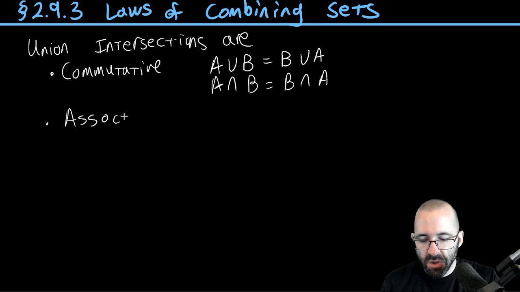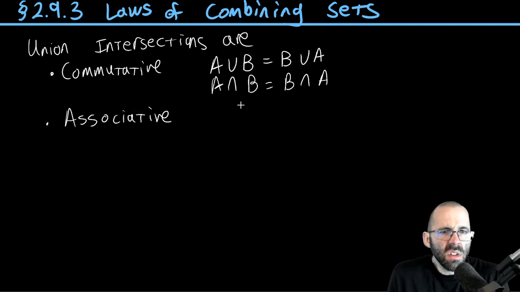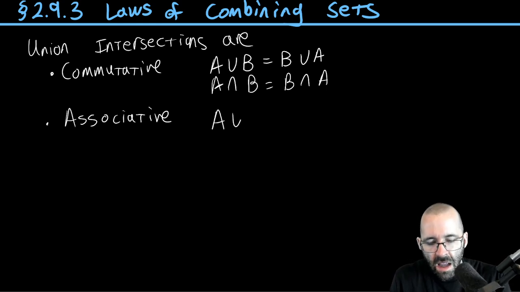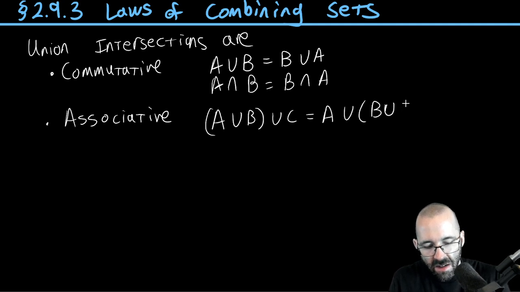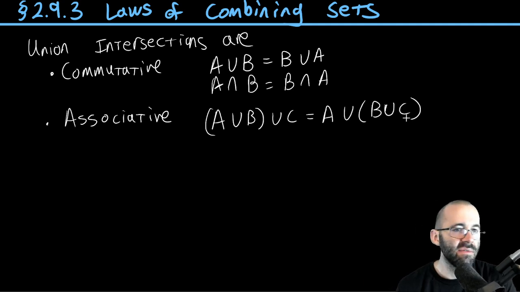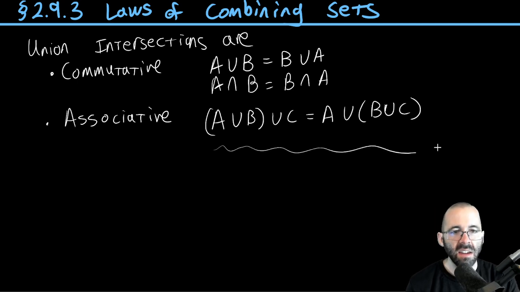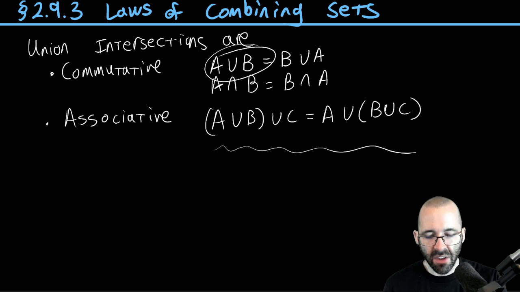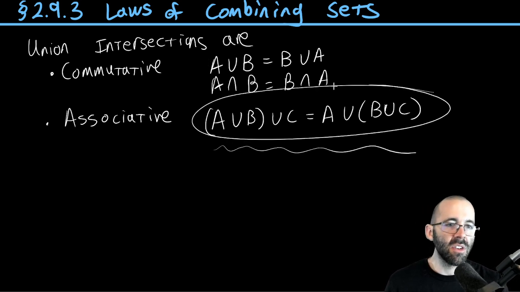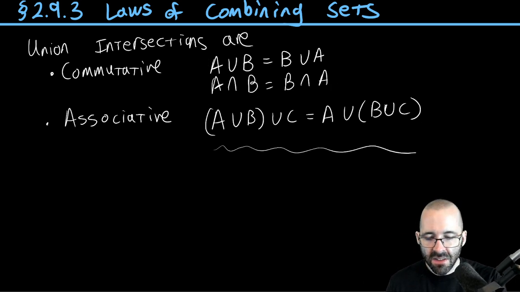They're also both associative. And what that means is essentially the order in which you do things doesn't matter. So whether you take A union B and then union that with a third set, or whether you do A union the union between B and that third set, it doesn't matter. And again, same with intersection. So here the order doesn't matter in terms of what you do first out of three things.